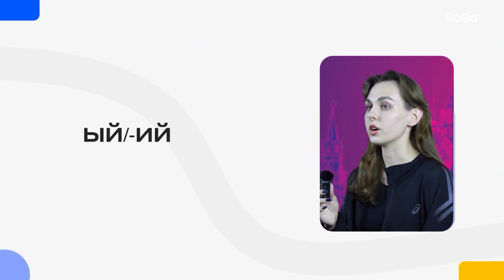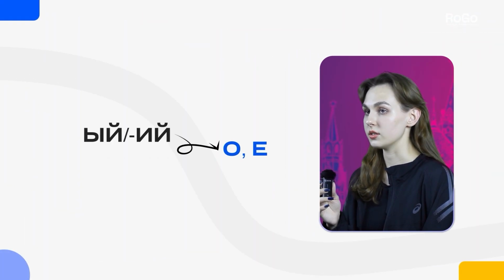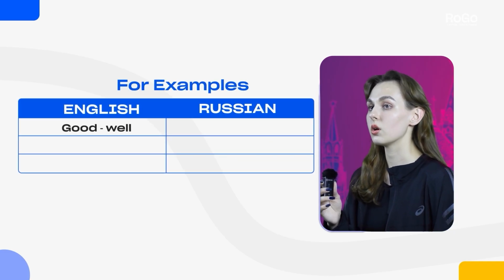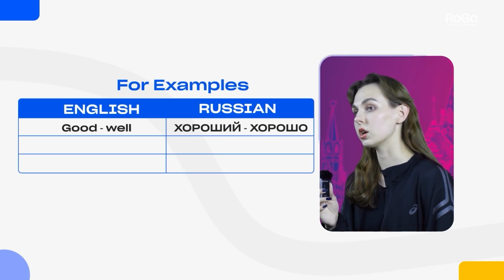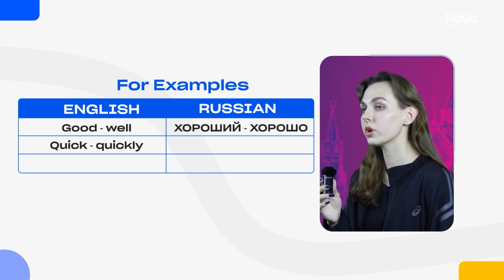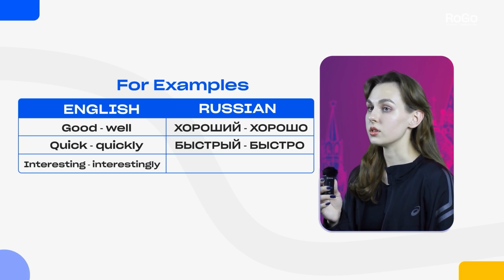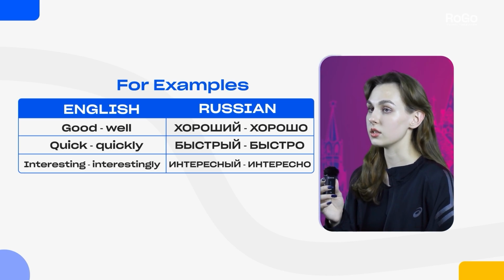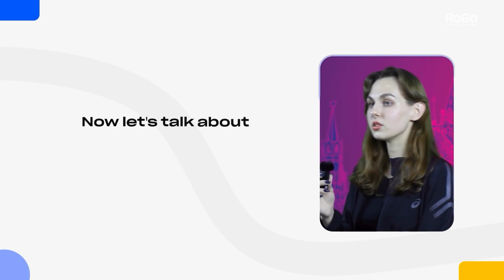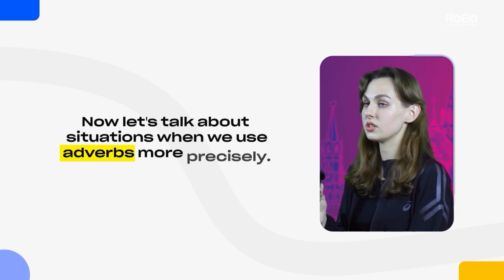We've been talking about adjectives some time ago, and as you know now, they are used to describe nouns. Adverbs, which we're going to talk about today, are used to describe pretty much everything else. So, let's look at how they form. ы, и endings are changed to о, е endings. For example, good, well, хороший, хорошо, quick, quickly, быстрый, быстро, interesting, interestingly, интересный, интересно.